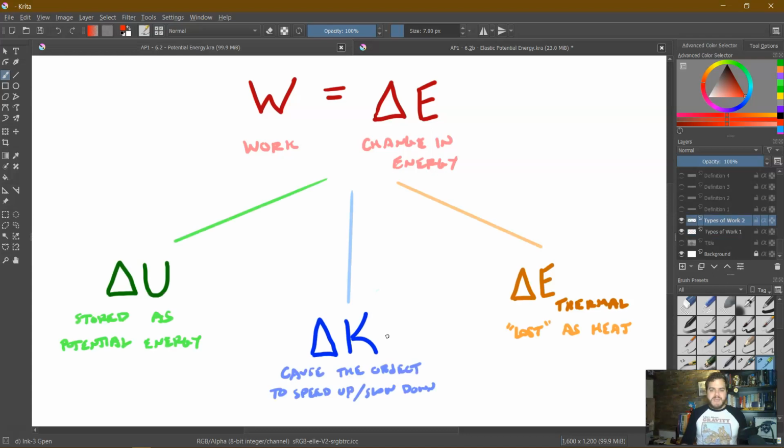where we're specifically talking about changes in mechanical energy. We can have a change in kinetic energy where the object speeds up or slows down. We talked about that in the last video. We can also have a change of energy where the energy is stored as potential energy. Or, and we're going to see this a bit more today, we can have energy lost as thermal energy.